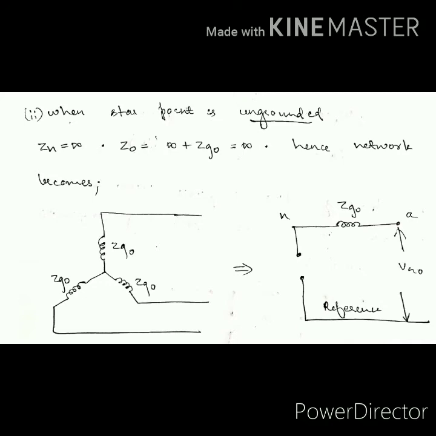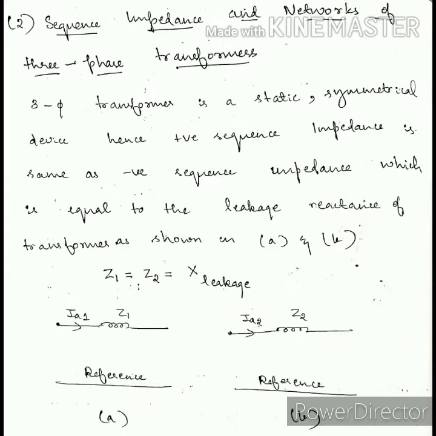Okay, in the equivalent diagram, you can see on the right-hand side it is open. Next one is sequence impedance and network of three-phase transformers. We have seen, in the case of a three-phase synchronous generator, how to draw the positive, negative and zero sequence network. Here we will draw it for the three-phase transformer.